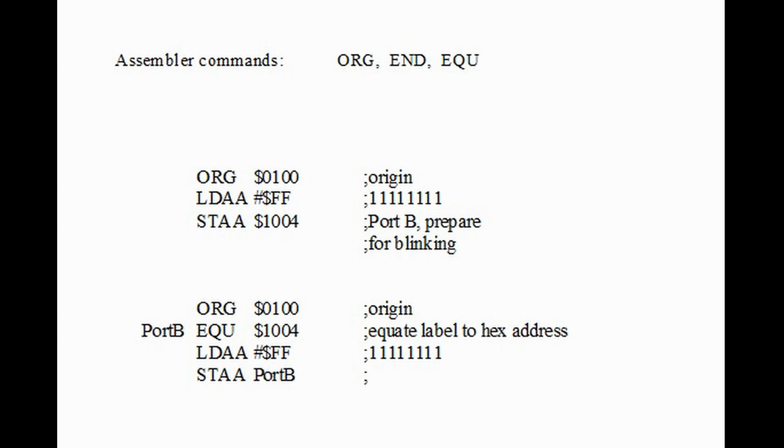In the second program, we take the label port B and equate that with the hexadecimal number 1004. Next, we load accumulator A with FF and store it to port B. Notice this time we didn't say store to 1004, we simply called out port B. Now, this is not a good way because after a while we begin to think that port B is opcode when it's not. It's simply a label that equates to a hexadecimal number.